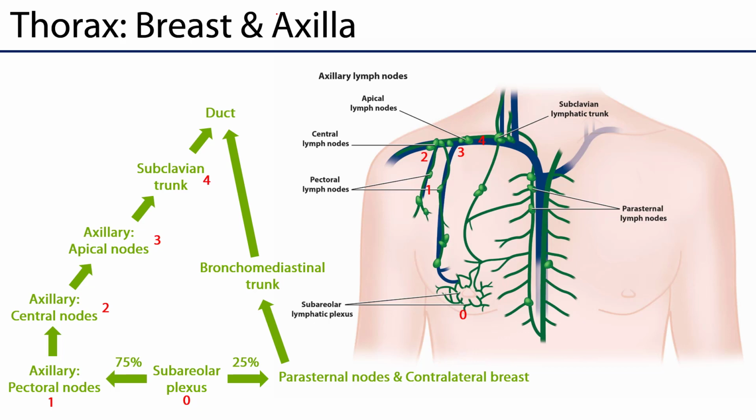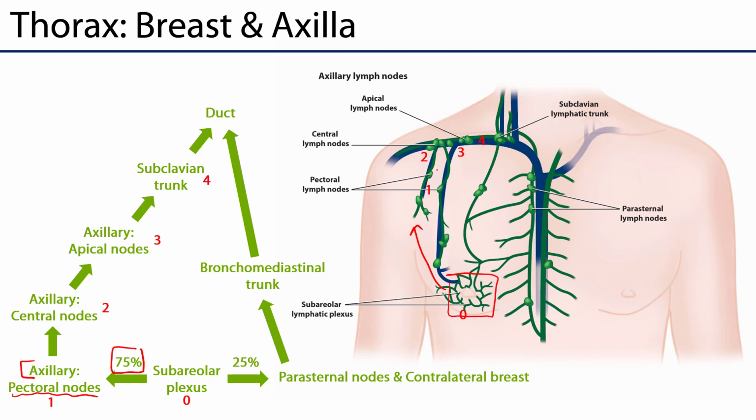So let's say that there was a malignancy that begins in the breast. So something gets picked up in the subareolar lymphatic plexus. That would be the lymph that is within the breast itself, just deep to the areola. This lymph can move one of two directions. Now, the lion's share of the lymph is going to move laterally. So about 3/4 of it is going to be picked up by the pectoral nodes. The pectoral nodes are of a specialized group or cluster of lymph nodes called the axillary nodes.